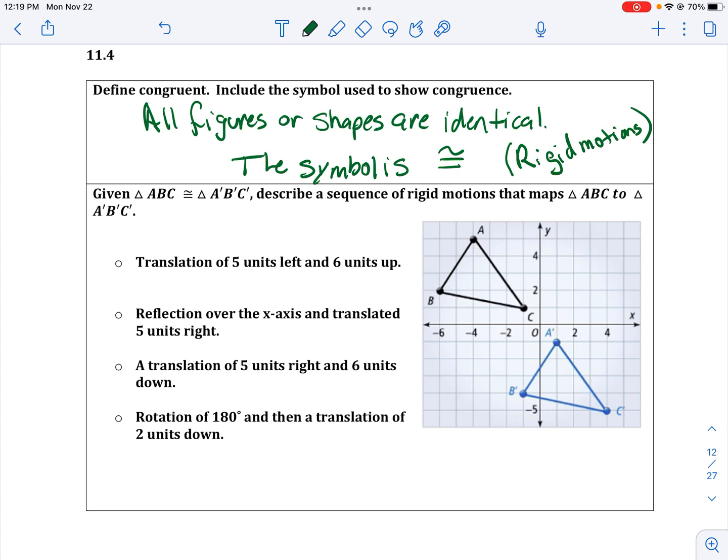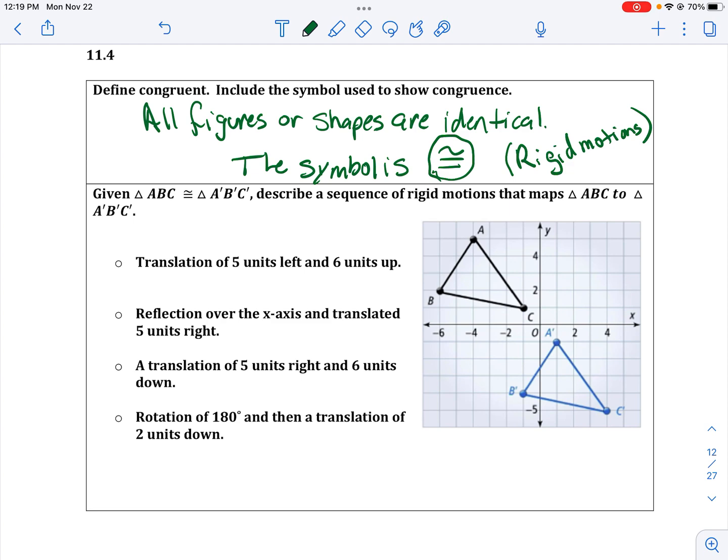Congruent is all figures or shapes that are identical, meaning the size, the angles, the side lengths, everything about it is identical. The symbol for congruence is right there, the equal sign with a little squiggly on top of it. Two congruent shapes, when you translate one to the other, it will be called rigid motions, because when you do a sequence of translations and the two shapes are congruent, that means we did rigid motion.